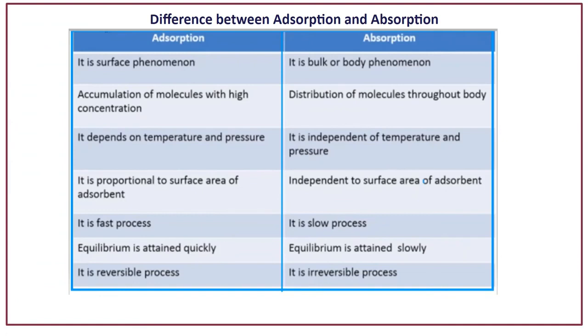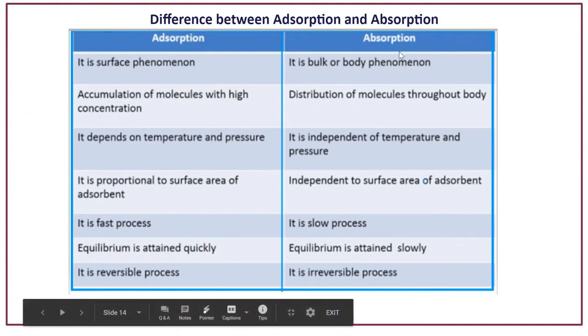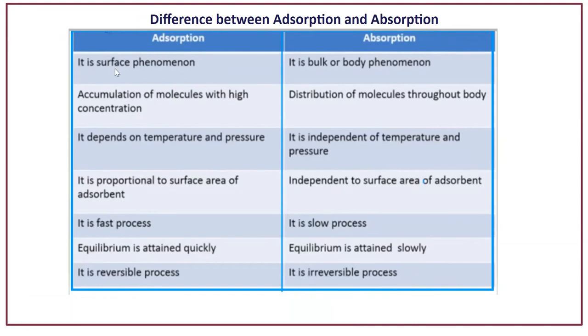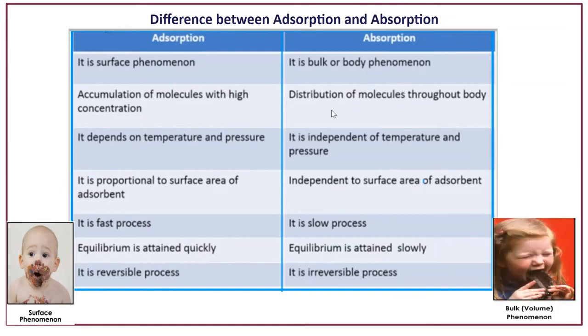Now let's see the distinguishing points related to adsorption and absorption. We have studied adsorption and absorption. So what is adsorption? It is a surface phenomenon. Absorption is a bulk or body phenomenon. In adsorption, there is accumulation of molecules with high concentration, whereas in absorption, there is distribution of molecules throughout the body. Adsorption depends on temperature and pressure. Absorption is independent of temperature and pressure.